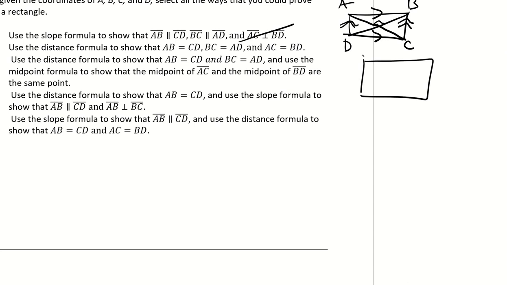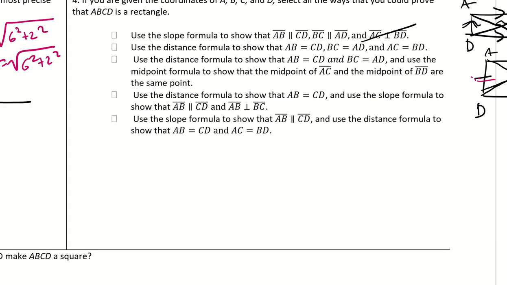Next one. Use the distance formula to show AB is equal to CD, BC is equal to AD, and AC is equal to BD, meaning the diagonals are the same. So like these two are the same. This is true. By showing this, the opposite sides are the same, so you've proven that it's a parallelogram. And then by proving that the diagonals are congruent, you've proven that this parallelogram is a rectangle. So that is true for the second one.